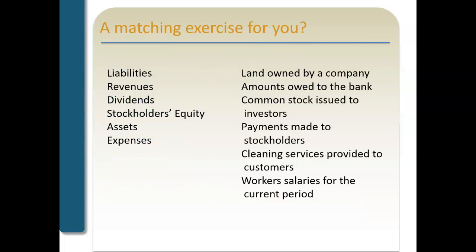So, we're going to take a moment and look at these different items on the right-hand side, and let's match them to the other side. Land owned by a company is what, guys? What is land owned? An asset. It's a resource. Amounts owed to the bank? Liability. We owe. Common stock issued to investors? Stockholders' equity.